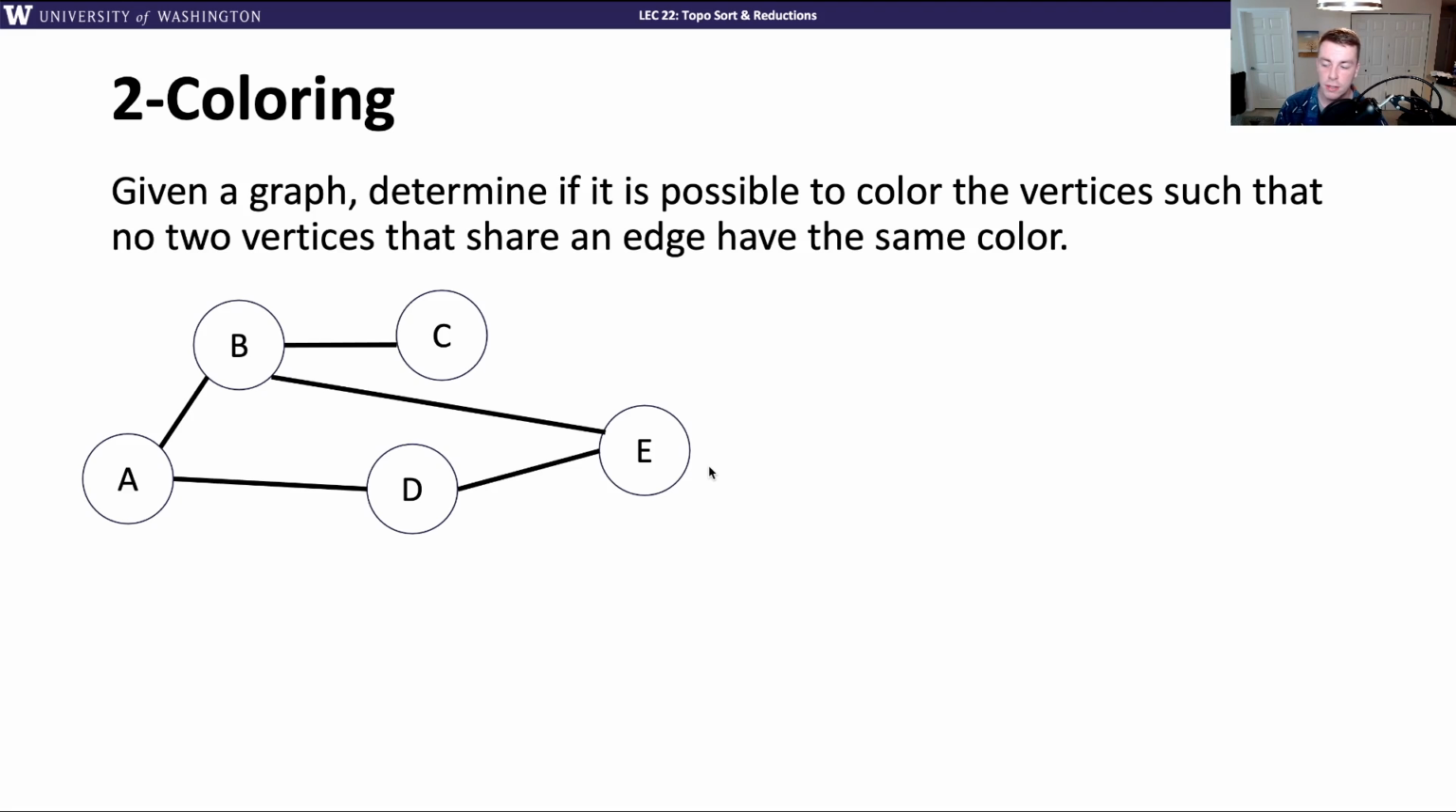So for example, you might start by making this node blue, and then you make all of its neighbors orange because you can't let a neighbor be the same color as it. And then you could make those ones' neighbors blue. So you can kind of alternate which color you use. So this graph is 2-colorable, meaning you can assign 2 colors to all of the vertices, such that no 2 vertices that share an edge have the same color.